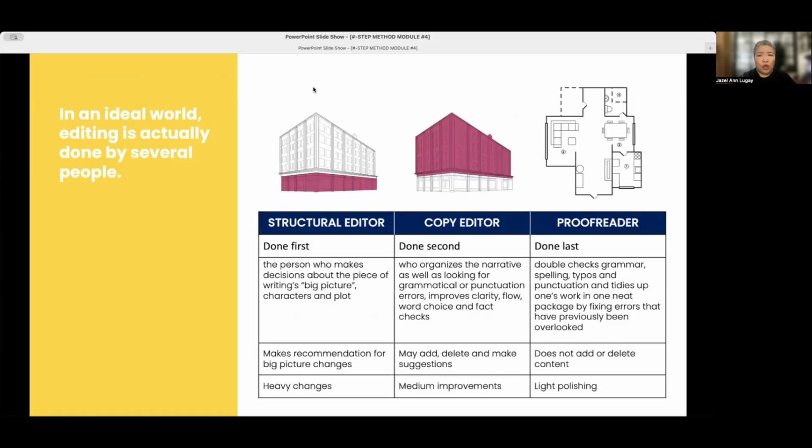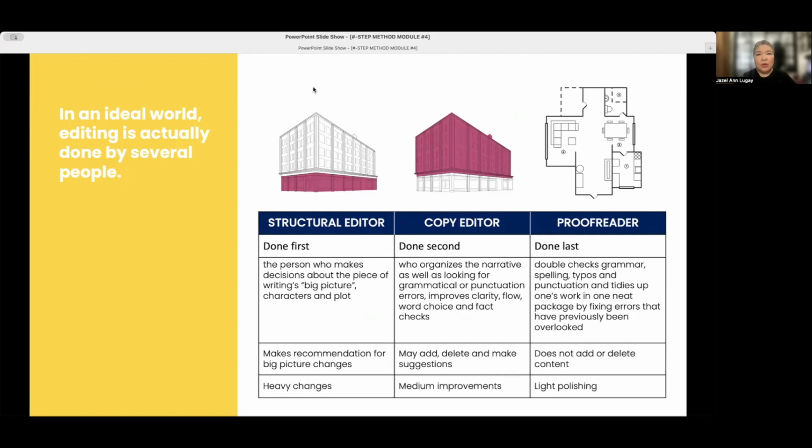In an ideal world, editing is actually done by several people. The structural editor is the one who makes decisions about the piece of writing's big picture. The copy editor organizes the narrative, as well as looks for grammatical or punctuation errors, and the proofreader is the one who tidies up one's work in one neat package by fixing errors that have previously been overlooked.